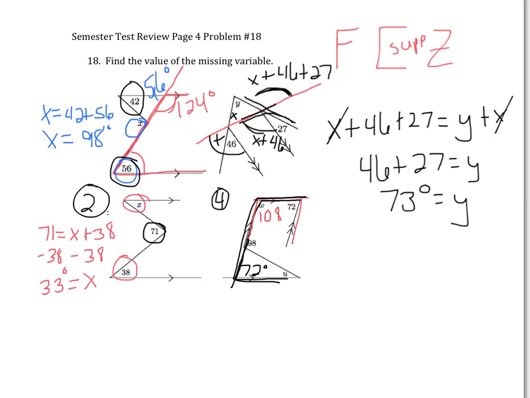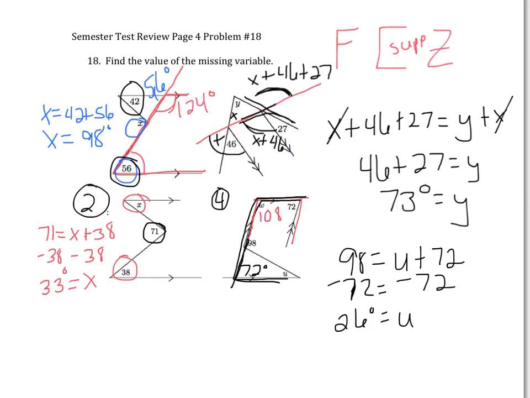All right, and now 98 degrees, again, happens to be the exterior angle to a triangle. The exterior angle equals the sum of the two non-adjacent angles. So I know that 98 is going to equal U plus 72. I'm going to go ahead and subtract 72 from both sides. And I'm going to get 26 degrees for U. How'd you do? Hope it went well.